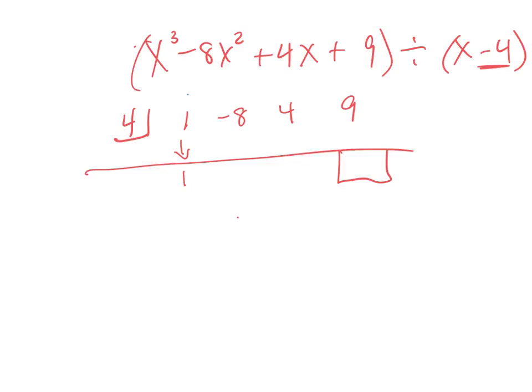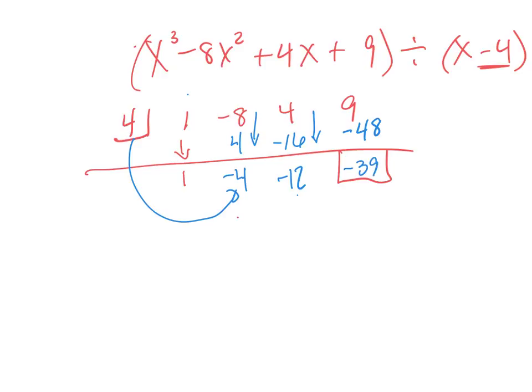We bring down the first number. 4 times 1 is 4. Add these two together, and we get a negative 4. Do the same thing again. 4 times negative 4 is negative 16. Put it up there. Add these two again, you get a negative 12. 4 times negative 12 is negative 48. And you get a negative 39 as your remainder. Everybody see that?